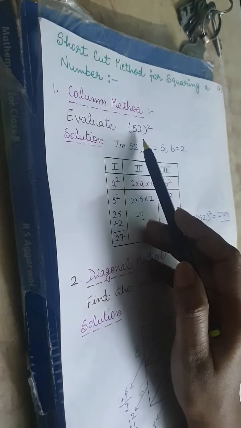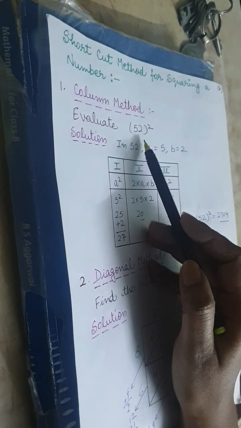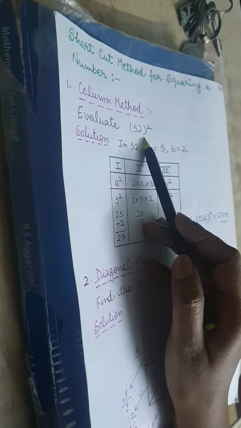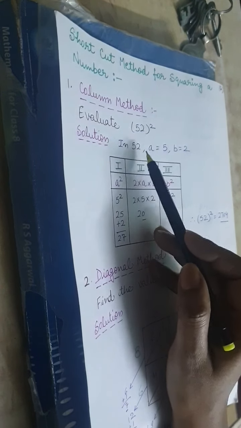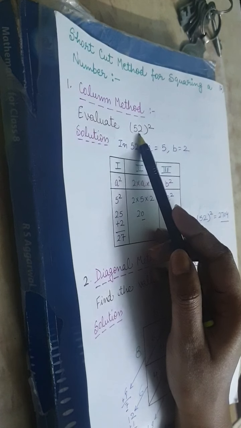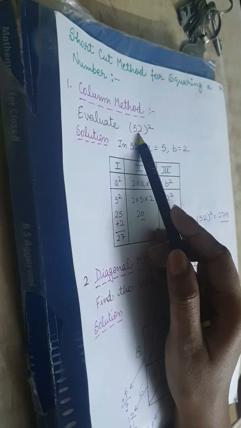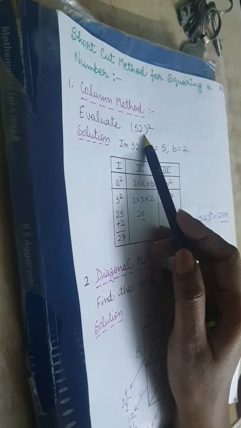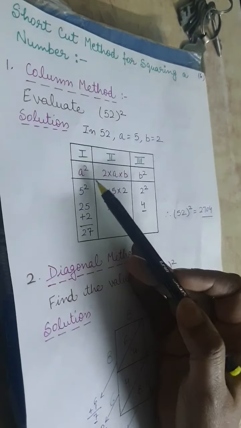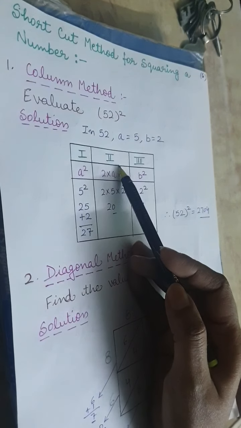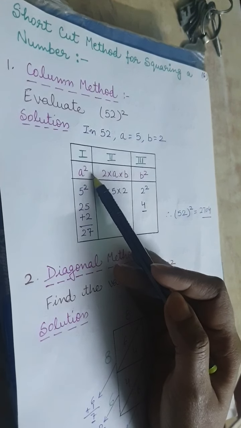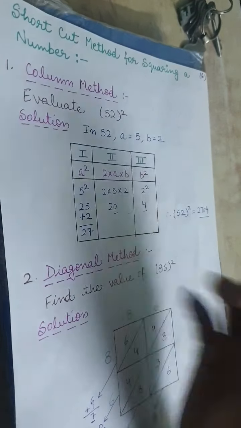Just take a look. The question given is 52 whole square. So first divide 52 into two parts, that is A and B. What is the value of A? The value of A is 5 and the value of B is 2. Now divide it into columns: first, second and third.